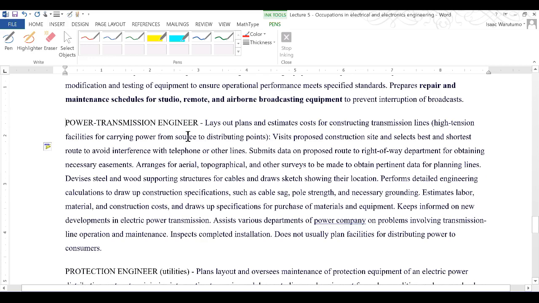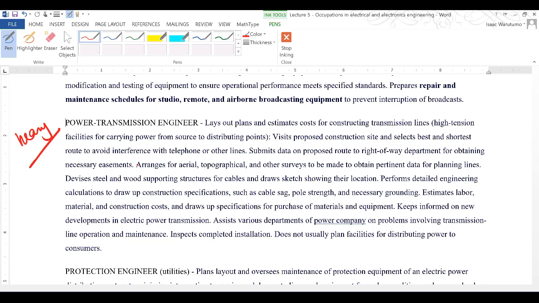Power transmission engineer. These guys lay out and estimate the cost of transmission lines. This is power systems. So we had talked about the general power system engineer, and now, I'm writing heavy because heavy means power generation, power transmission, and distribution. So this falls under the category of power transmission. This is similar to the one that we have discussed at length, that of the power system engineer. But now in particular, this is purely dealing with transmission of power.